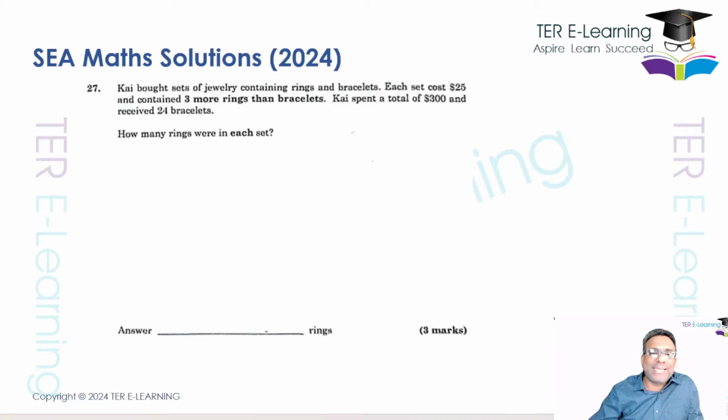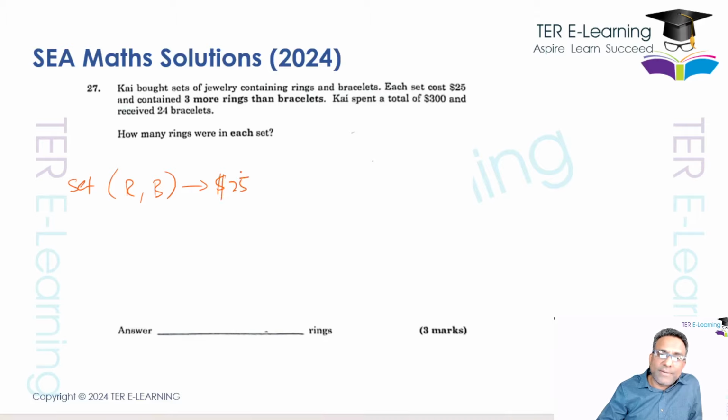Right, Kai bought sets of jewelry containing rings and bracelets. So each set costs $25 and contained 3 more rings than bracelets. Kai spent a total of $300 and received 24 bracelets. So, right, you have a set here, and in this set we have rings and we have bracelets. That's what we have in this set here, and each set costs $25, right? So this is $25 here.